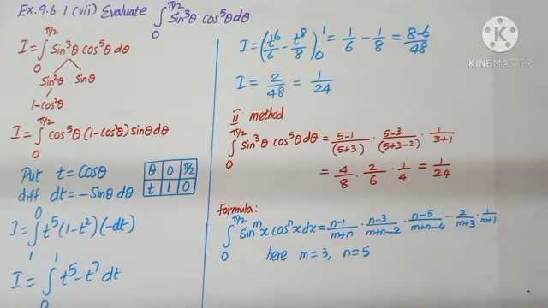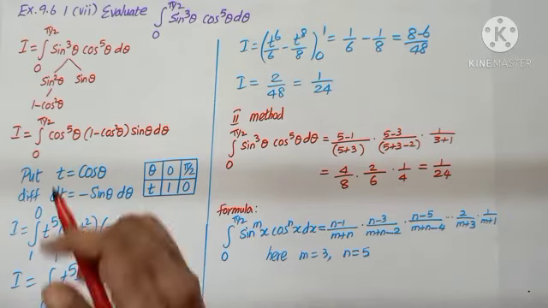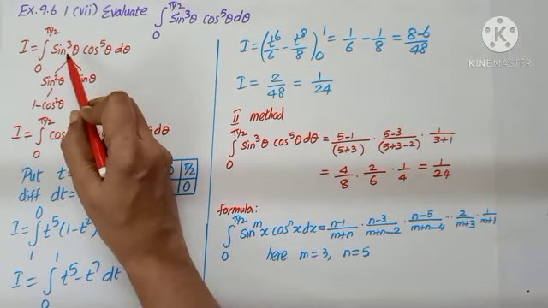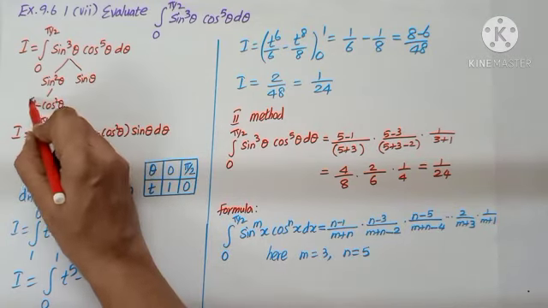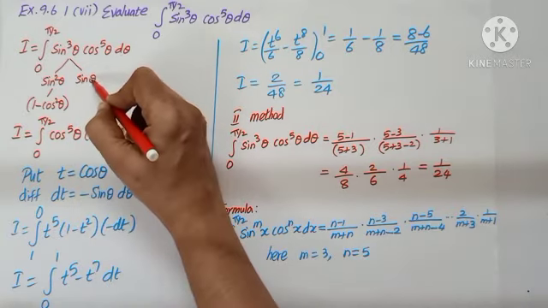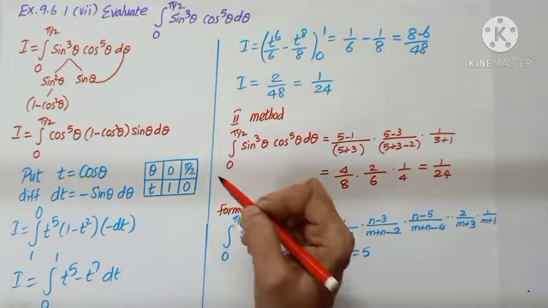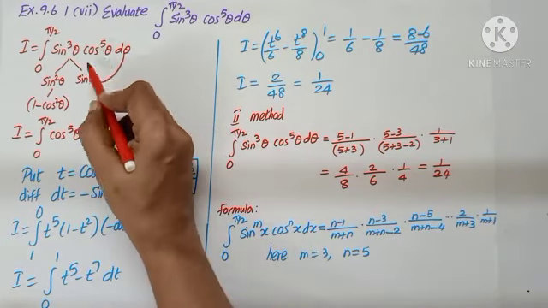Seventh subdivision, evaluate integral 0 to pi by 2 sine power 3 theta into cos power 5 theta d theta. Sine power 3, let me split as sine square theta into sine theta. Sine square can be written as 1 minus cos square theta. Sine theta we shall combine with d theta. Go with the substitution. Cos power 5 is coming.